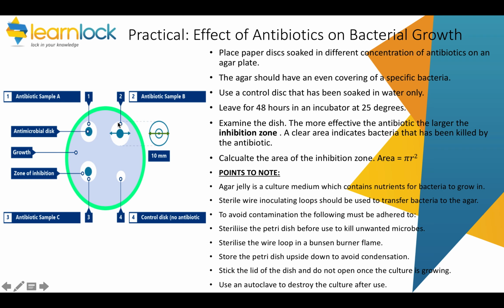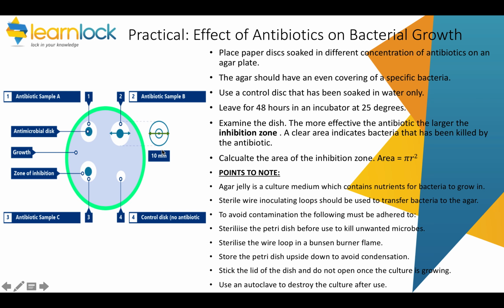This is antibiotic here, there's another antibiotic here and here. This bigger one here indicates that this is the better antibiotic because it's got a bigger inhibition zone, so it's killed more bacteria. You can also calculate the area of the inhibition zone by using area equals pi r squared. Remember, you need to look at the diameter of the circle as well.